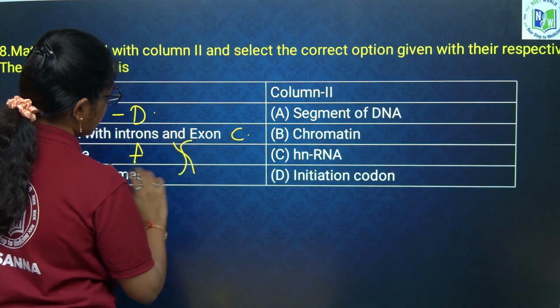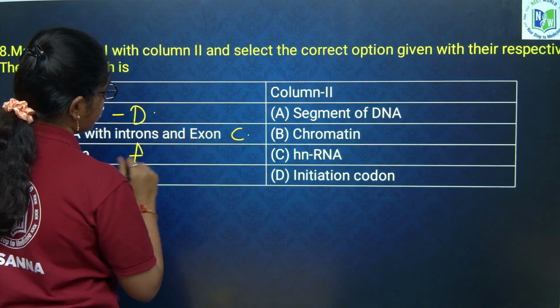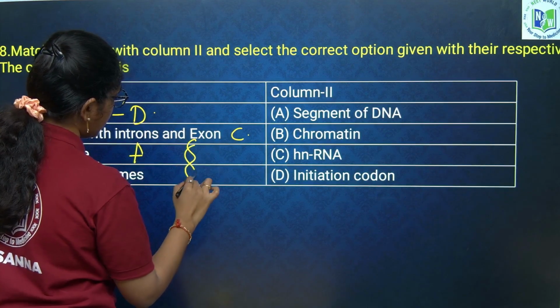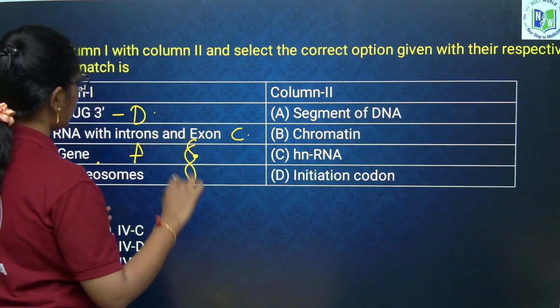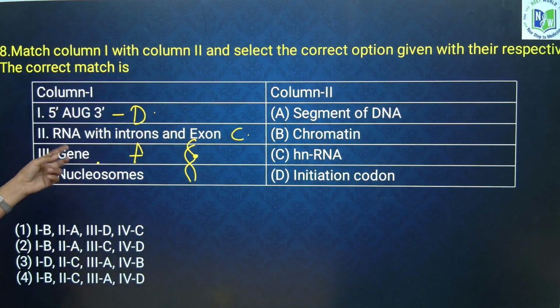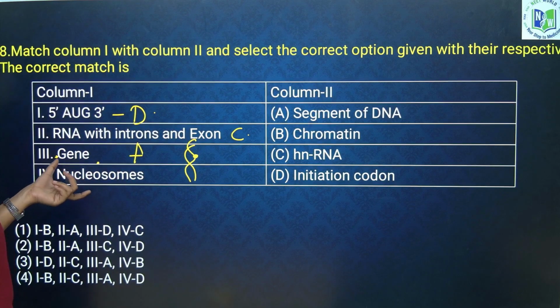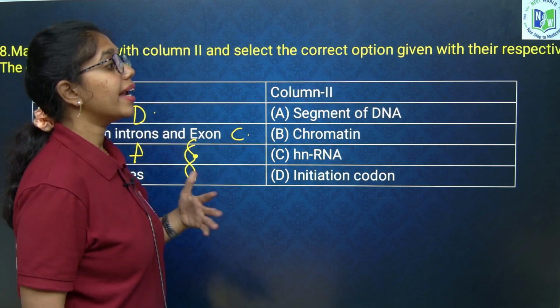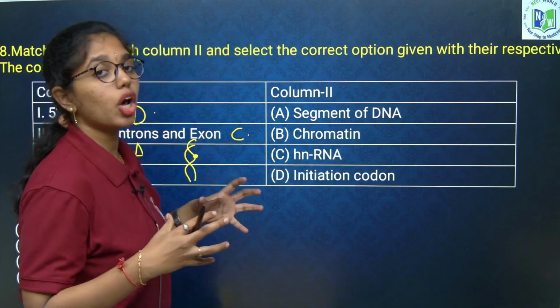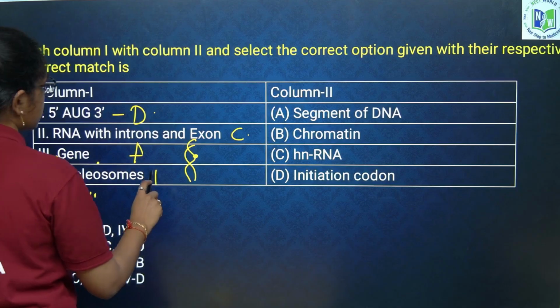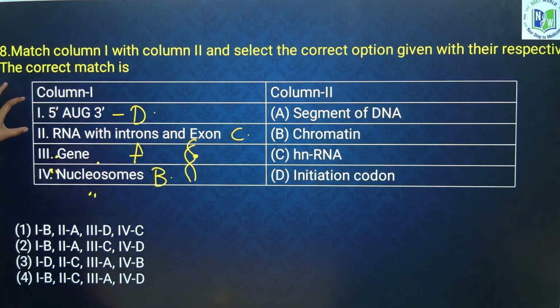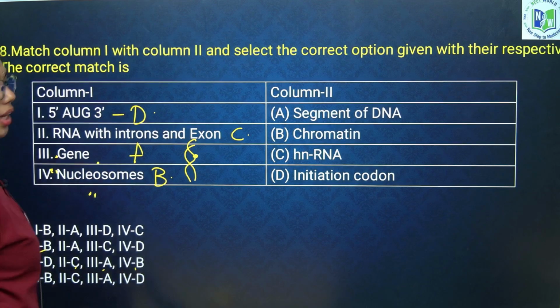This is the DNA, sorry. If this is the DNA, gene is a segment on DNA. Yes, and gene has 2 pairs of alleles. Okay. Nucleosome, just now we have discussed about nucleosome also. It will condense the chromatin, or it will pack the chromatin. It is option B. So 1D, 2C, 3A and 4B. Here it is option 3.